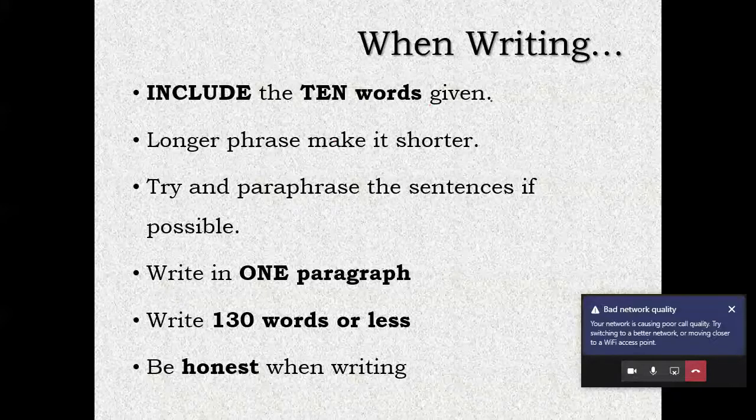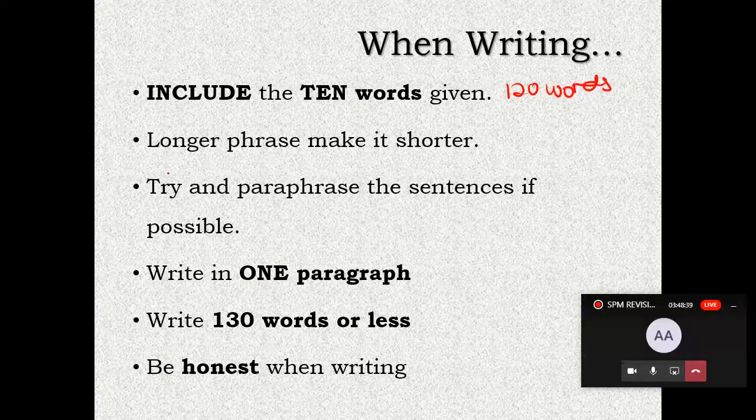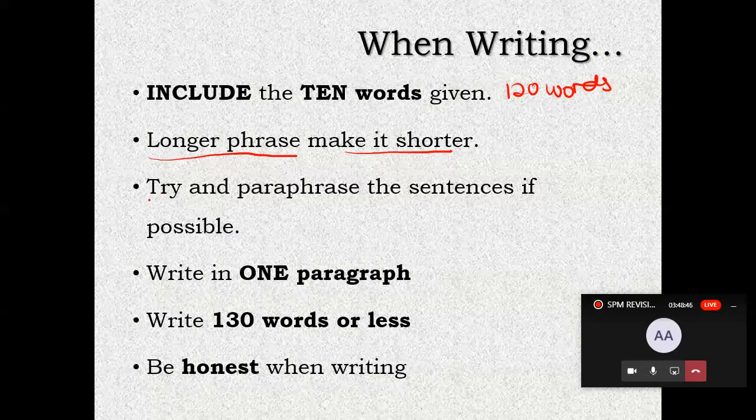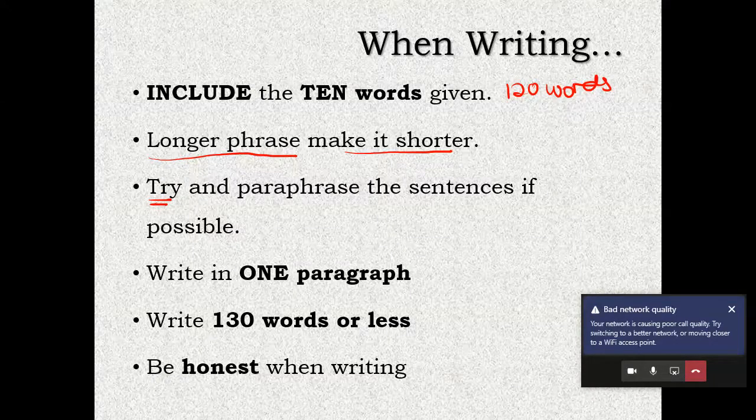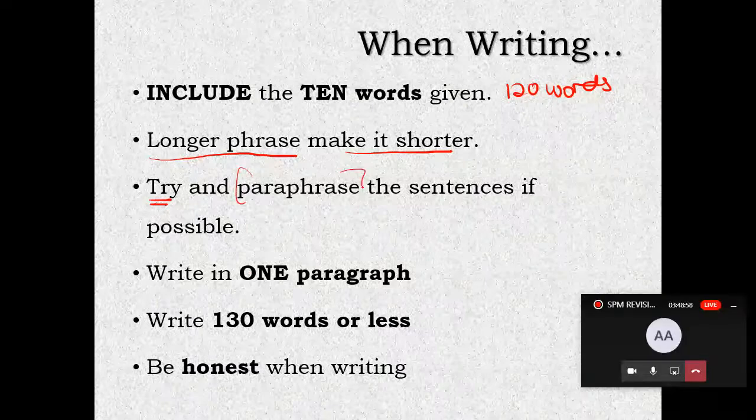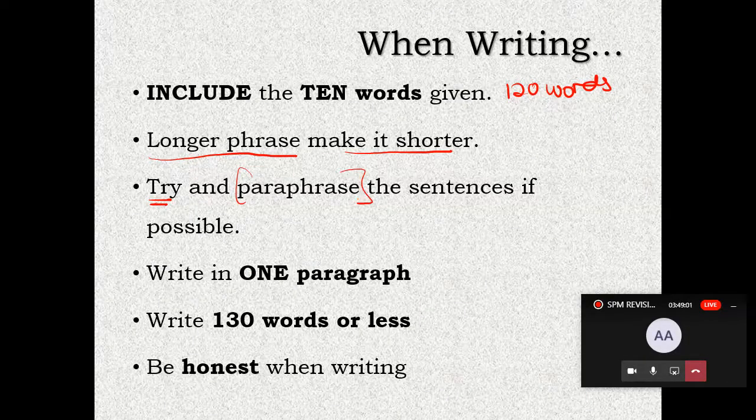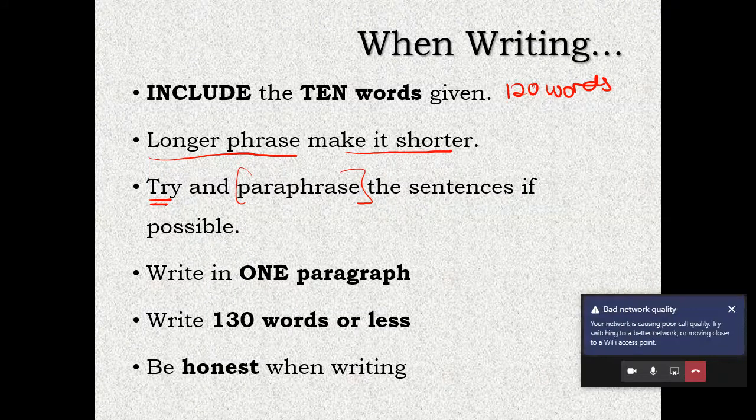So you need to only write 120 words. Try, if you see a longer phrase, make it shorter. Now, here I use the word try. I'm not saying you must. You just try and paraphrase the sentences if possible. Now, when we say paraphrase, we do not mean you change the entire meaning of that sentence. You need to maintain the meaning of that sentence. What you can do is use synonyms. So if a word is beautiful, you can use a synonym such as nice. She is wearing a beautiful dress.